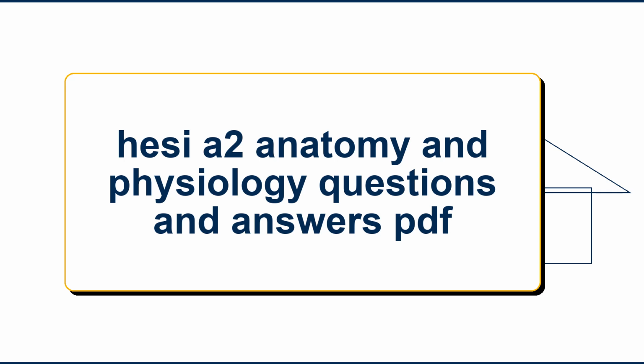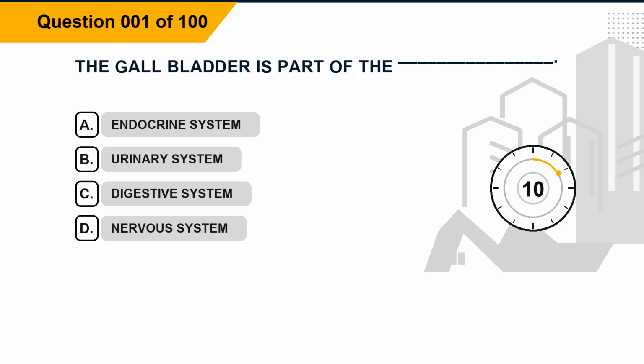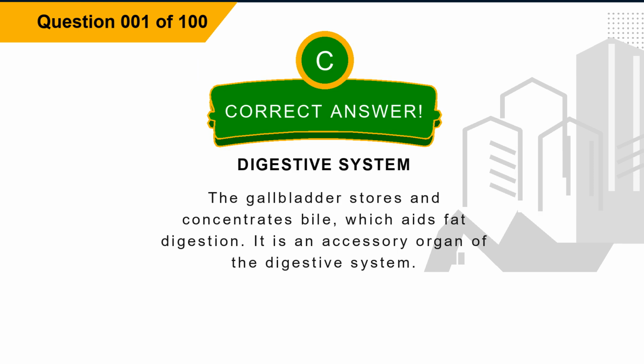HESI A2 Anatomy and Physiology Questions and Answers PDF. Question 1. The gallbladder is part of the blank. Option A, endocrine system. Option B, urinary system. Option C, digestive system. Option D, nervous system. The correct answer is option C, digestive system.